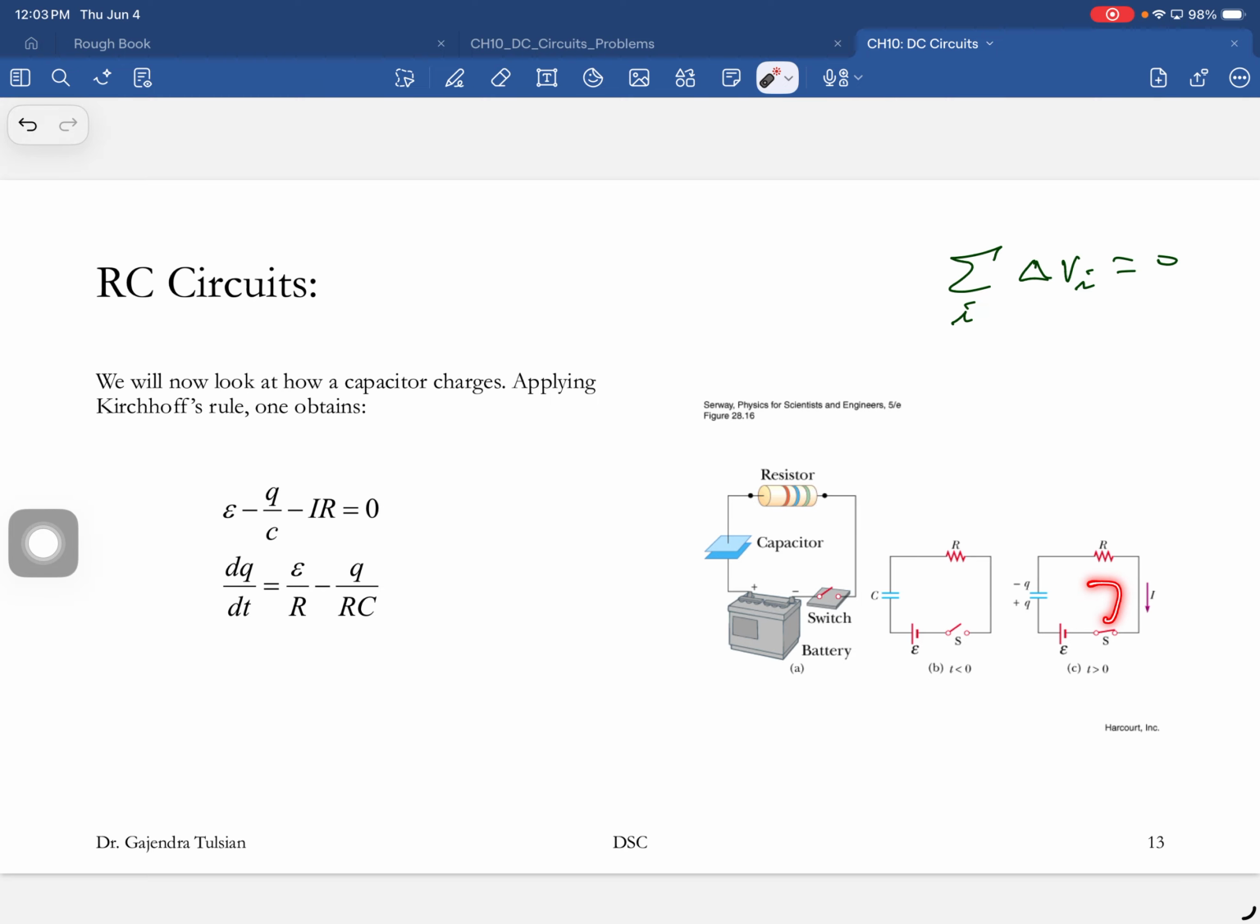And when you close the circuit, what is happening? This thing is charging. And what we are really solving for is Q as a function of time. The charge on the capacitor is building up, and that's what we want to know. Okay. So now this is at a higher voltage than that.